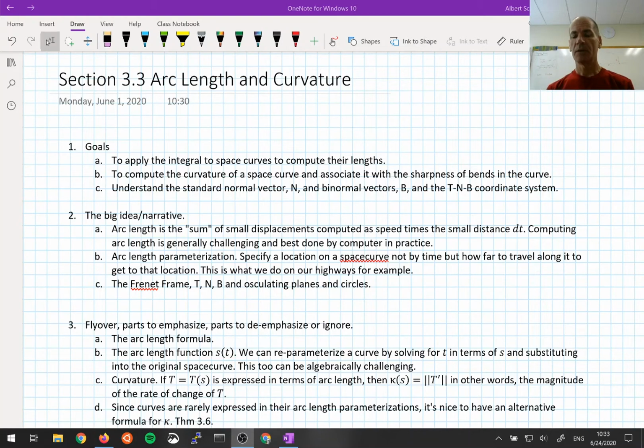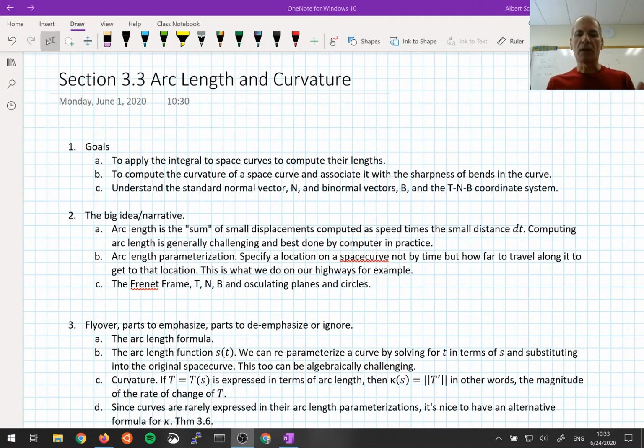I want you to be able to compute and understand the curvature of a space curve and relate it to the sharpness with which it bends. And finally, we've already got the unit tangent vector. I'm going to introduce the unit normal vector and the unit binormal vector. And then the three of them together form a little tiny orthogonal coordinate system for every point along the space curve. We'll see that in a second.